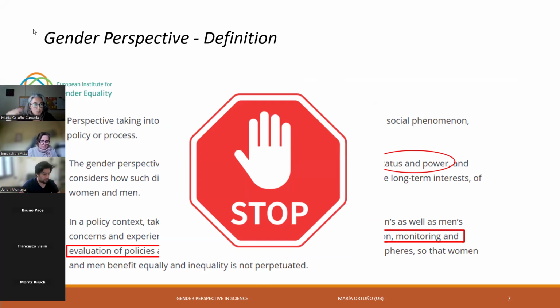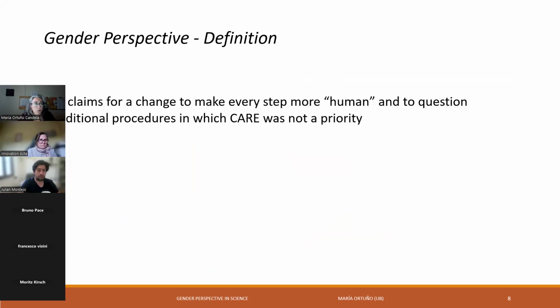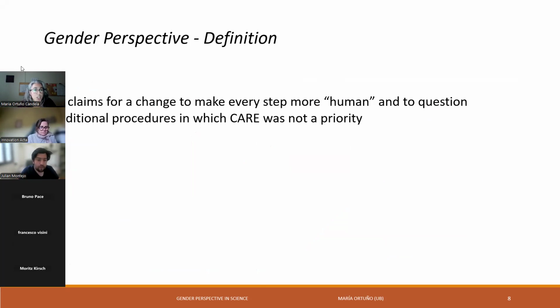So I reached this slide without taking a gender perspective. I'm going to be a little practical. Why am I not including a gender perspective in the talk? Well, I'm going to show you some examples. Gender perspective calls for a change to make every step more human.